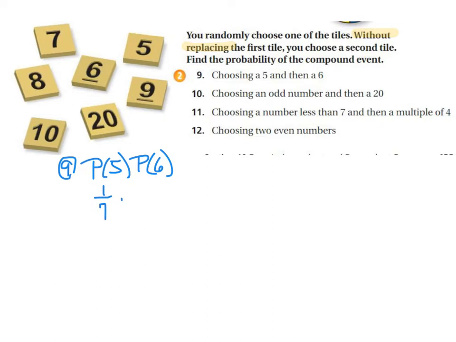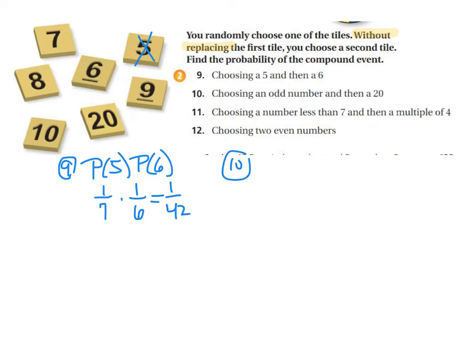Now for probability to work, we assume that I did choose 5, I'm leaving it out, and it's no longer an option when I go to the next step, which is: what is now the probability of pulling that 6? Well, there is just 1 out of 6 different outcomes. So that's 1 out of 6 of those tiles is a 6. Now 1/7 times 1/6 is 1/42.